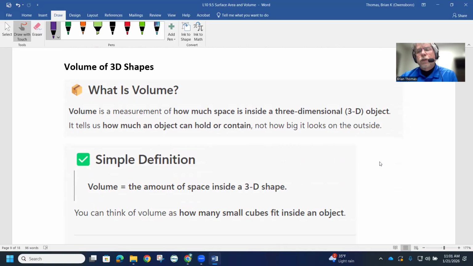So those are the big formulas. Next, we're going to get into volume. That's going to be in our next video.